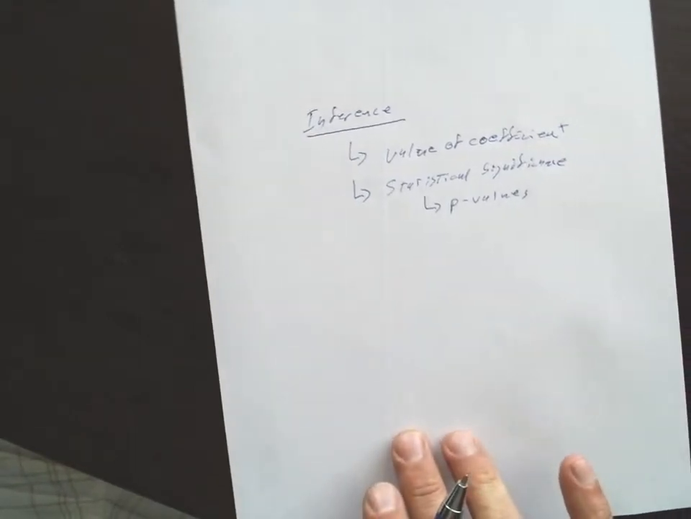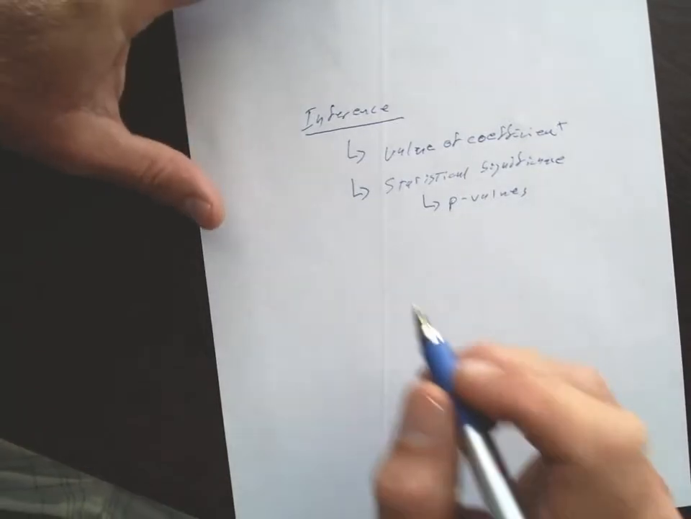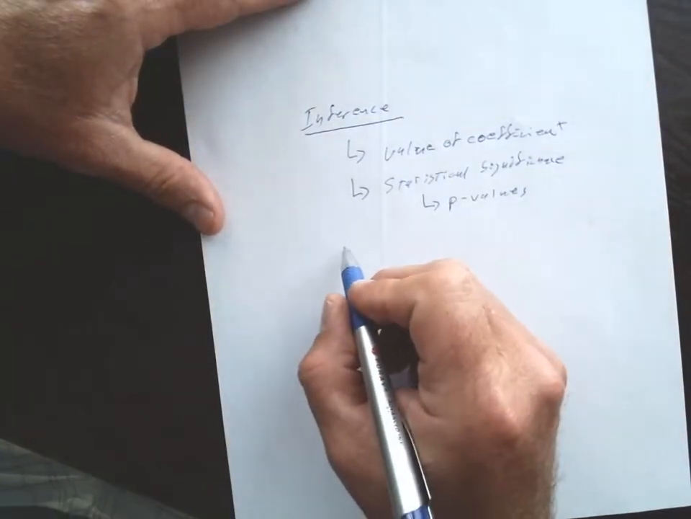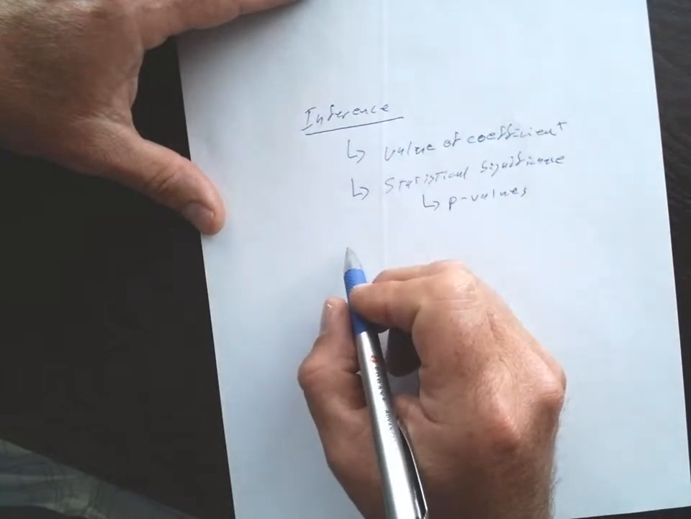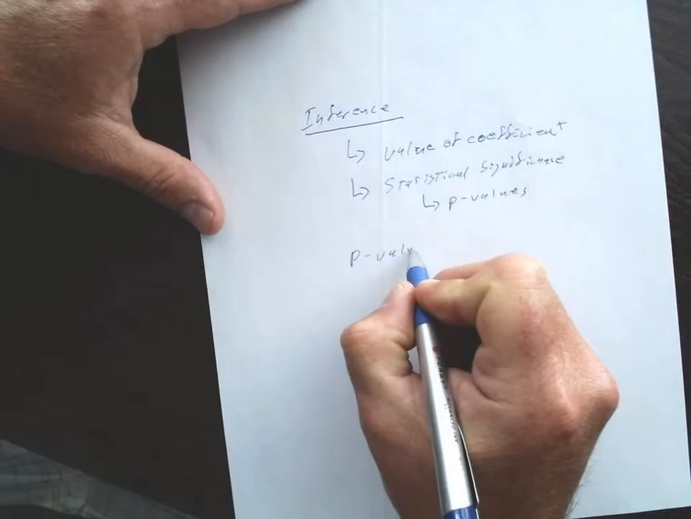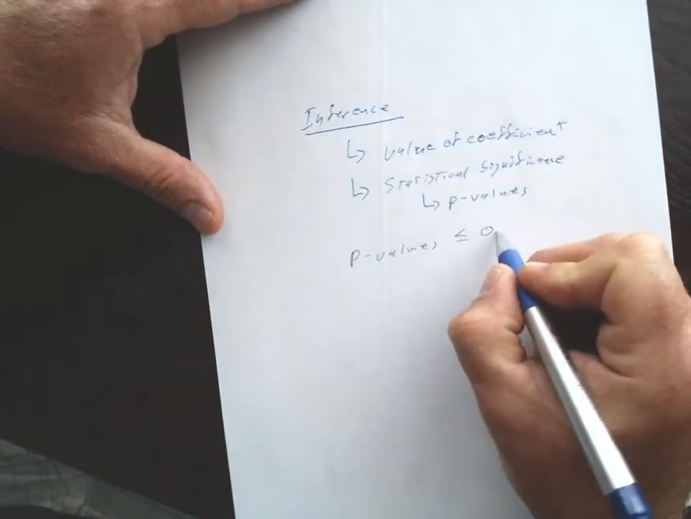Now again, you should already know this stuff. You should know what statistical significance is. You should know what p-values are and how to interpret them. That said, in this course we are going to focus on significance when p-values are less than or equal to 0.10.